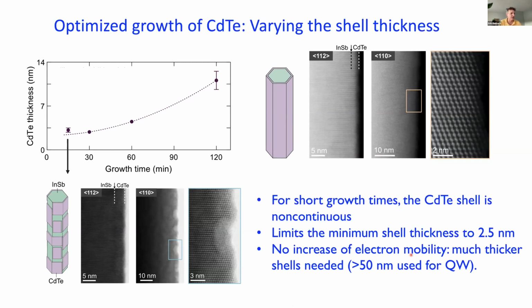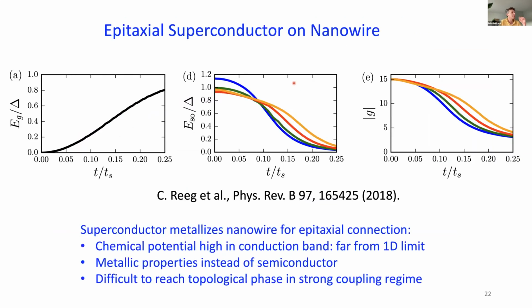So that is next on the agenda. But for us, this cadmium telluride layer actually has two functions. One is passivation, and therefore we have to make these thicker layers. But the other one is to actually tune the coupling between the semiconductor and the superconductor. So what I will discuss next is to grow superconductors on the wire. And it seems to be very important to tune the coupling between the semiconductor and the superconductor.